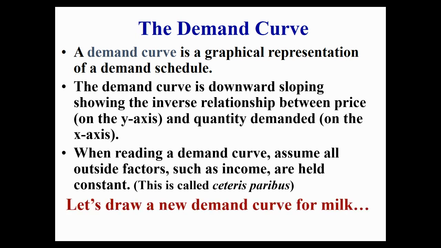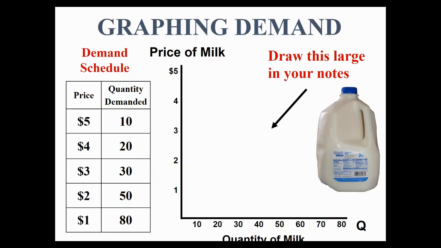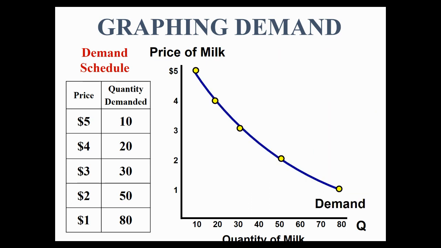Now, let's go ahead and draw a demand curve for milk. So here we go. I have the demand schedule, I have the price, and I have the quantity demanded. So at $5 we sell 10 gallons, $4 we sell 20, $3 we sell 30, $2 we sell 50, and at $1 we sell 80. Okay. So if we go ahead and graph it, it'll look like this, downward sloping to the right. All right. This is the law of demand, downward sloping to the right.